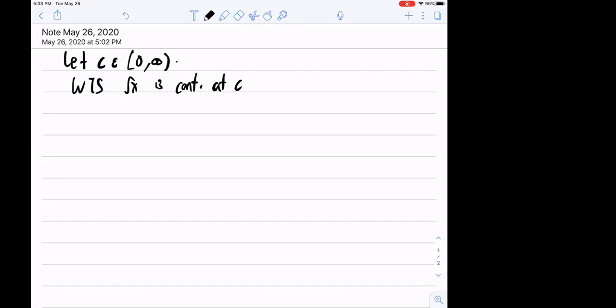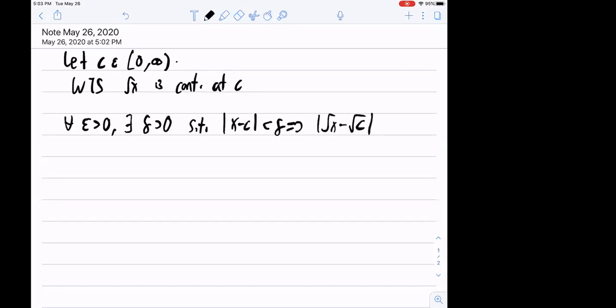So let's just write out the definition. It means for all epsilon bigger than 0, there exists delta bigger than 0, such that absolute value of x minus c less than delta implies absolute value of root x minus root c is less than epsilon. Now, how are we going to do this? The attack is always to relate this with this. So how are these two related? Can anyone tell me?